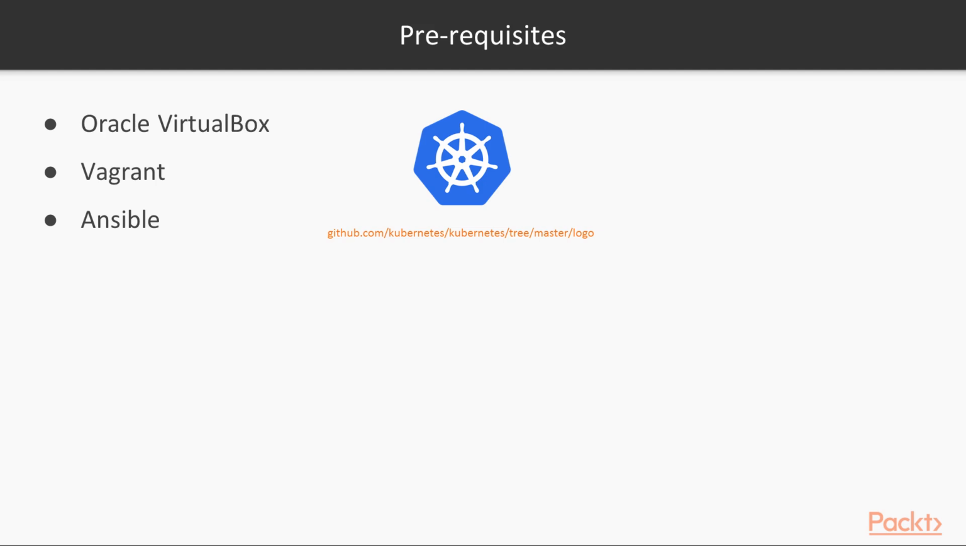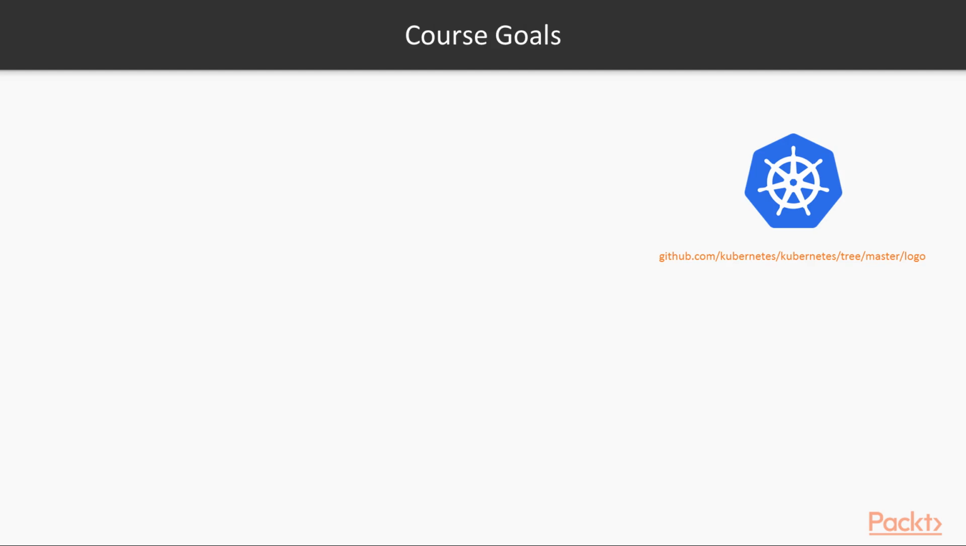I will mostly work on resources created locally on my machine. For that, I will mainly use tools such as Oracle VirtualBox, Vagrant, and Ansible. These 3 tools will help me create a local Kubernetes cluster. The goal of this course is to give you practical advice on how Kubernetes works from a networking perspective. If you are not yet familiar with Kubernetes architecture and core components, don't worry. An overview of those will be given in the first section of the course.